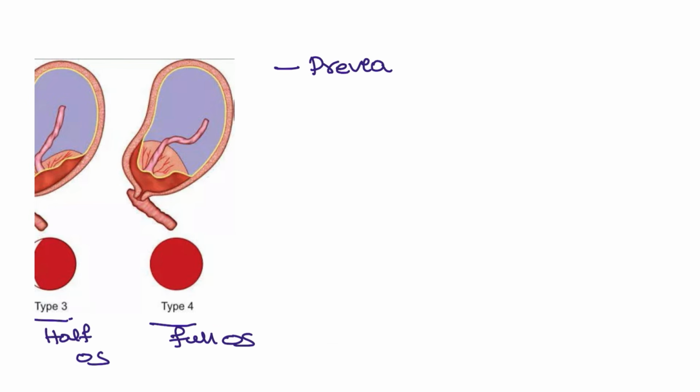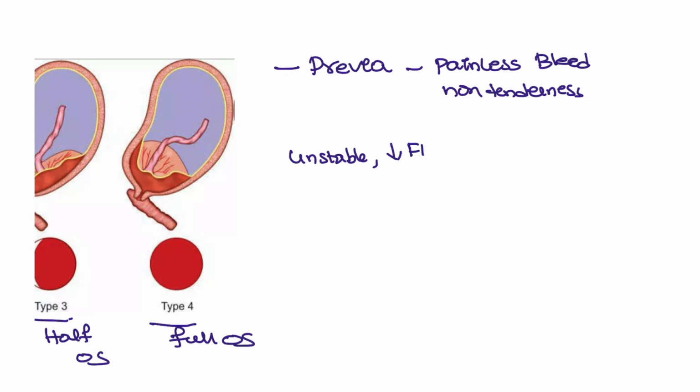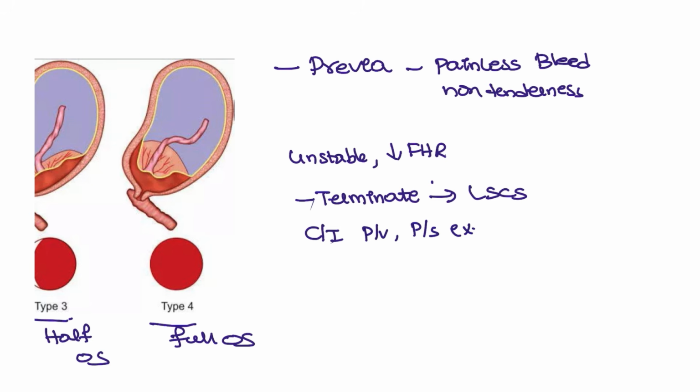How are you going to treat the patient? How will the patient present? Painless bleeding and no tenderness. Mostly this is how the patient will present. Next, if the patient is unstable, or the baby's fetal heart rate shows distress, then terminate this pregnancy and go for the cesarean section. And remember, per vaginal or per speculum exams are contraindicated in this patient.